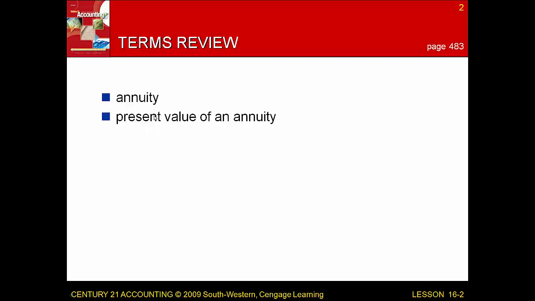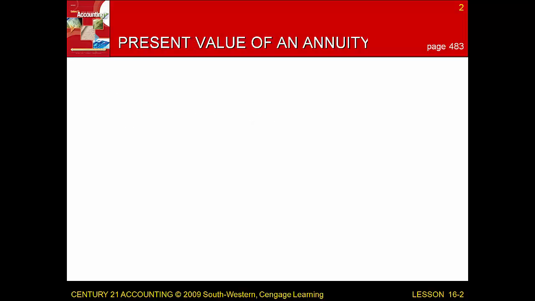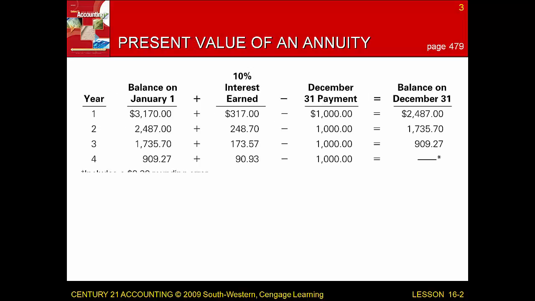And the other term for section 16.2 is the present value of an annuity. Basically, that's the amount given at an interest rate that supports the payments of an annuity. So working a little backwards, we're going to be using the same type of math. So let's take a look at this.